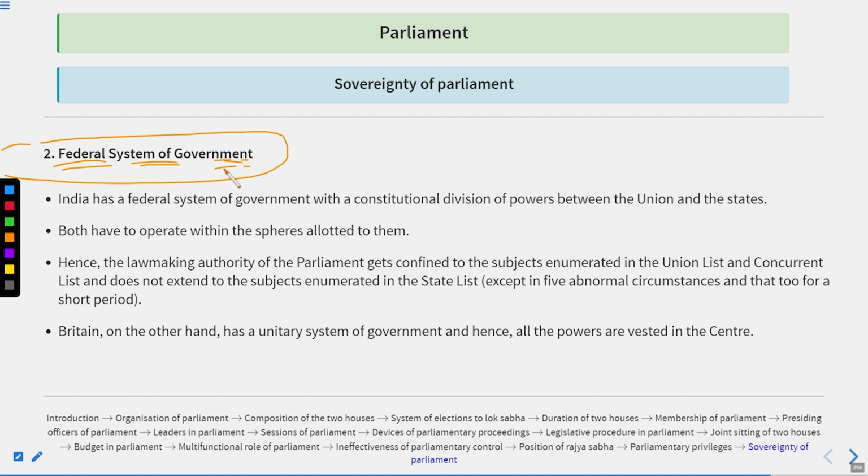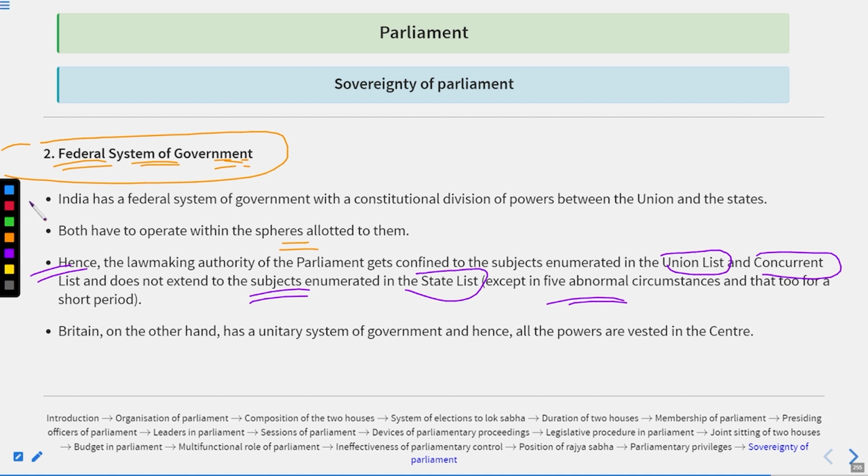After this, the second is the federal system of government. India has a federal system of government with a constitutional division of powers between the union and the state: union list, state list and all. Both have to operate within the spheres allotted to them. Hence, the law-making authority of the Parliament is confined to the subjects enumerated in the union list and the concurrent list. This could not be extended to the subjects enumerated in the state list except in the five abnormal circumstances, and that too for a short period, not for an everlasting period.